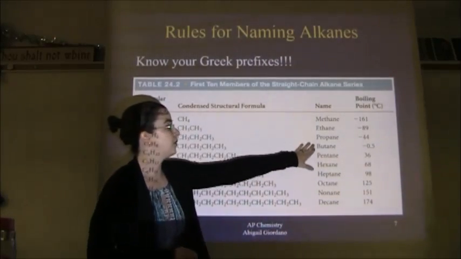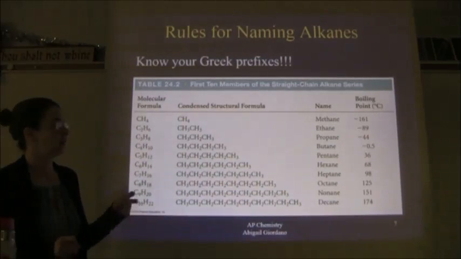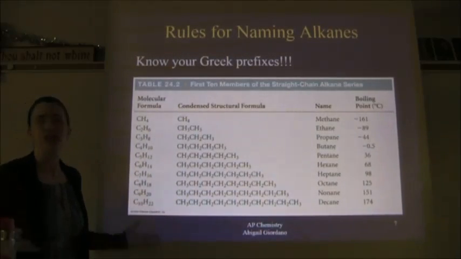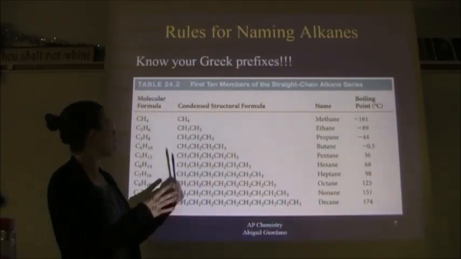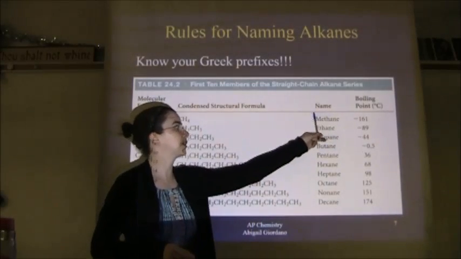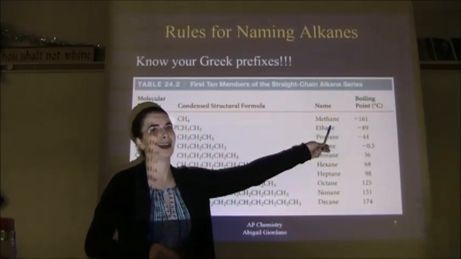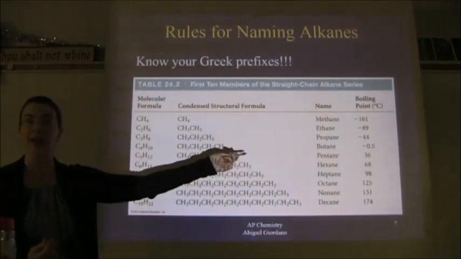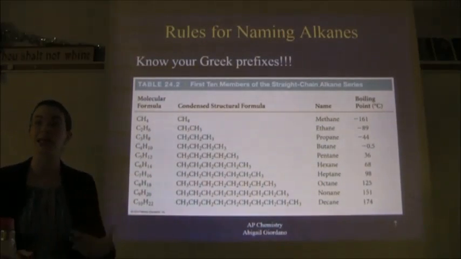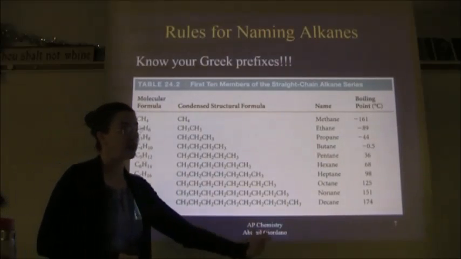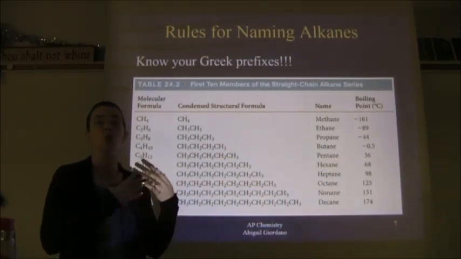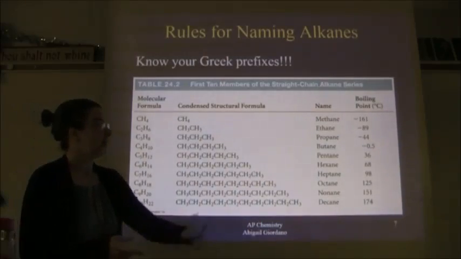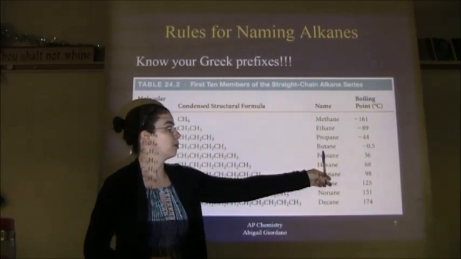The first 4 are not Greek. I'm not sure if they're Latin. I don't know where they come from. But you just have to know them. Like 1 carbon has the prefix meth. And yeah, I know what you're all thinking. Like methamphetamine? Yeah, like methamphetamine. Crystal meth is called methamphetamine because it's a 1 carbon compound. Meth, eth, prop, but.